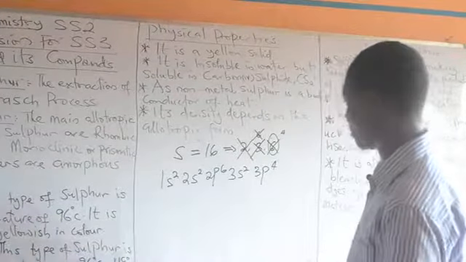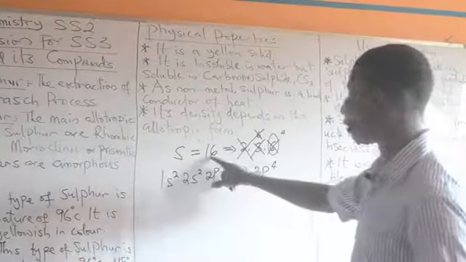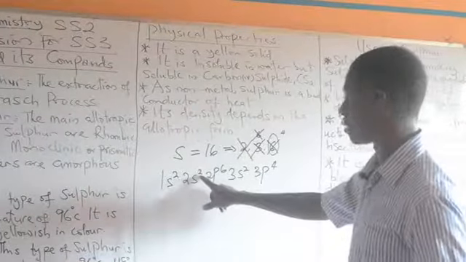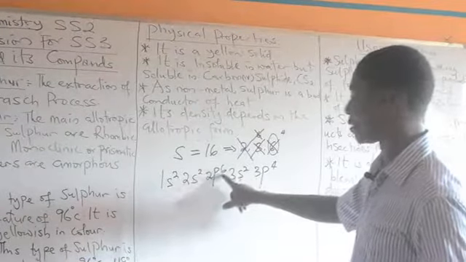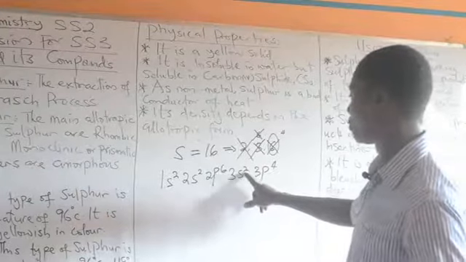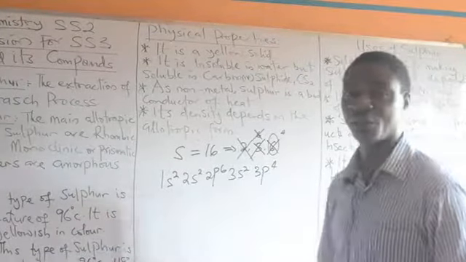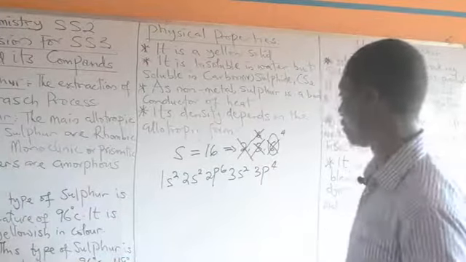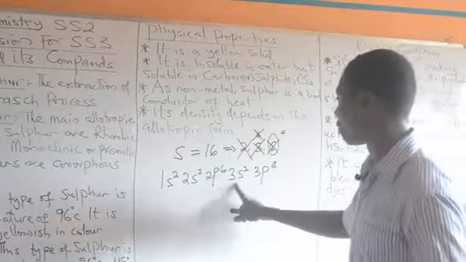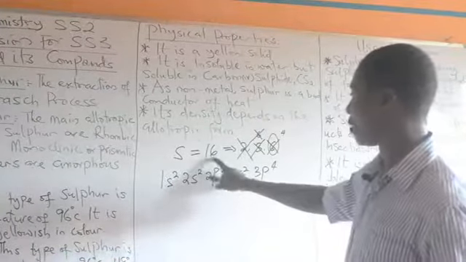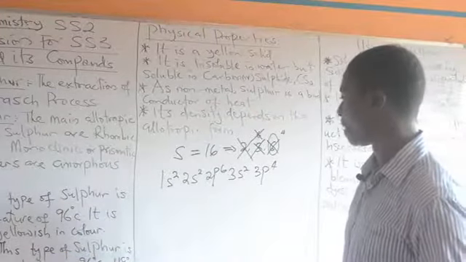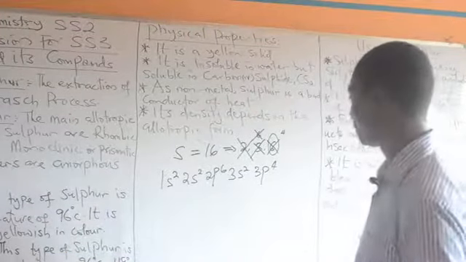So let's calculate the number of electrons together. Let's see whether it will amount to 16. 2 plus 2 is 4. Plus 6 is 10. 10 plus 2 is 12. 12 plus 4 is 16, which is actually the atomic number of sulfur. So this is the electronic configuration of sulfur with the atomic number 16. Hope you are getting what I'm saying.